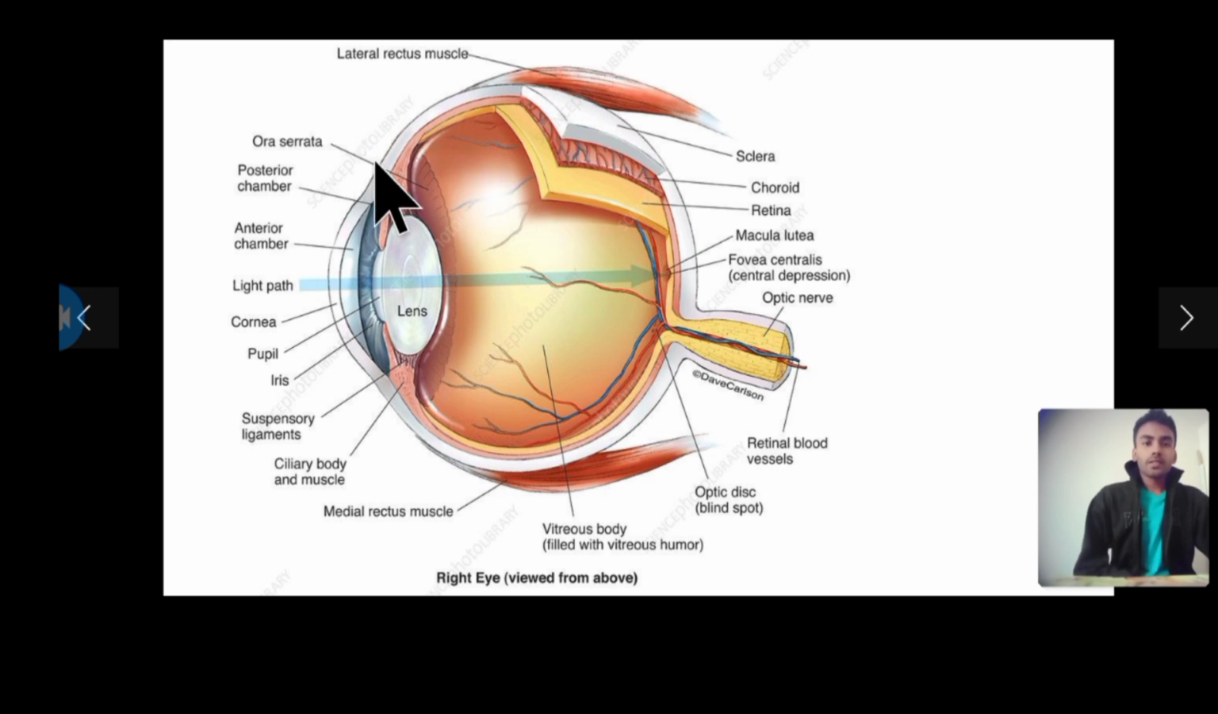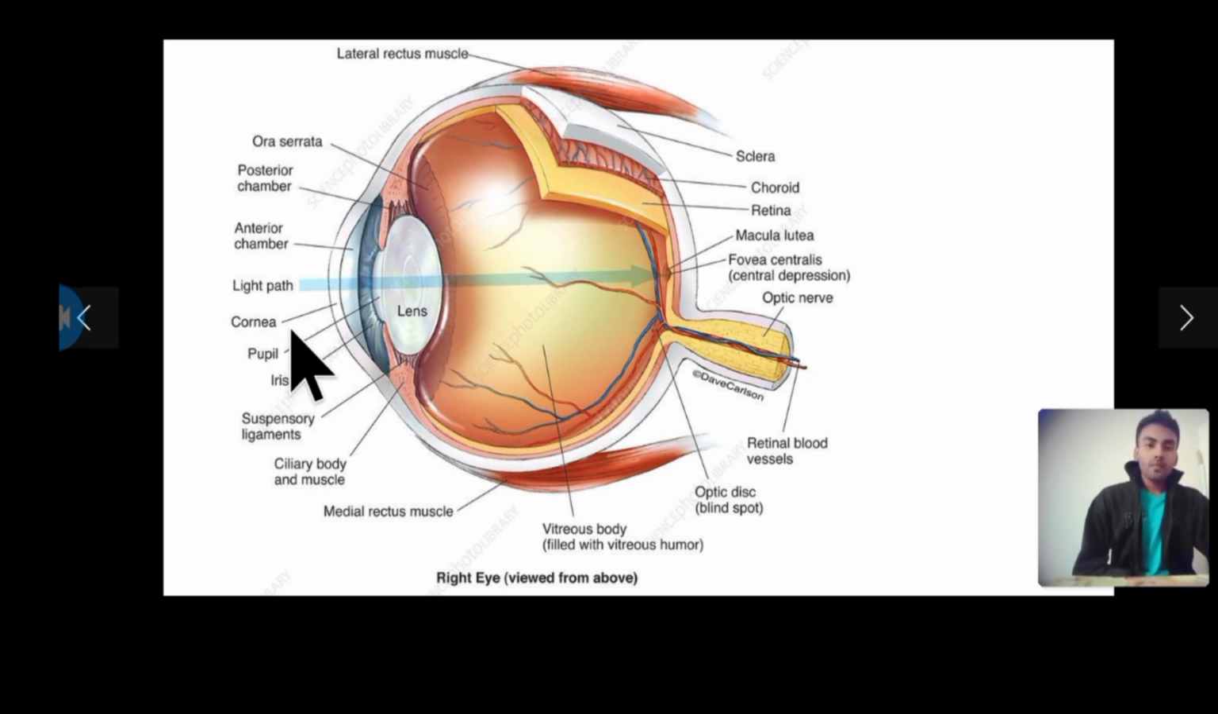So this is the very basic picture of our eyeball. Let's point it out. In this picture, this is the cornea, the anterior most part of our eyeball. It is a highly transparent structure. Behind the cornea, the colored part of our eye is the iris, and in the middle of the iris there is a hole. This hole is the pupil.